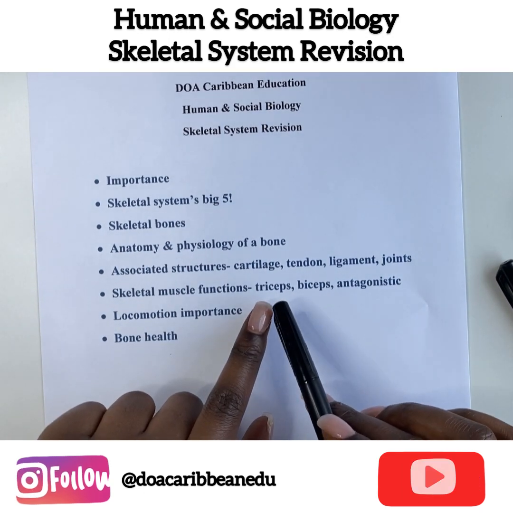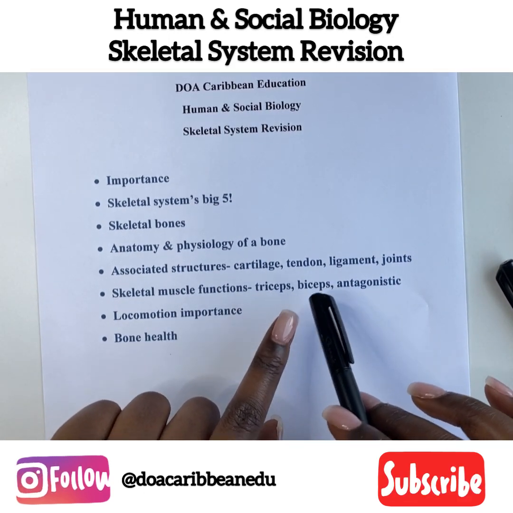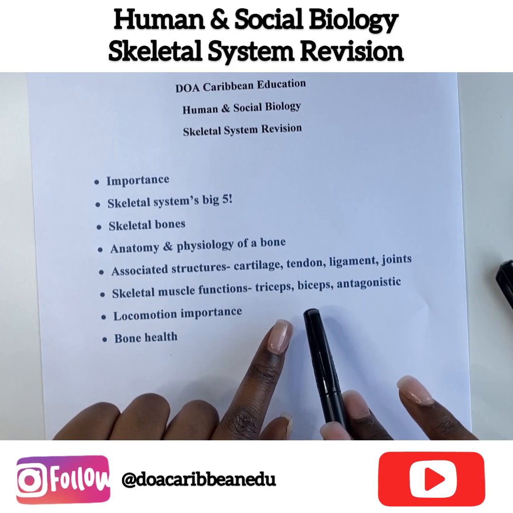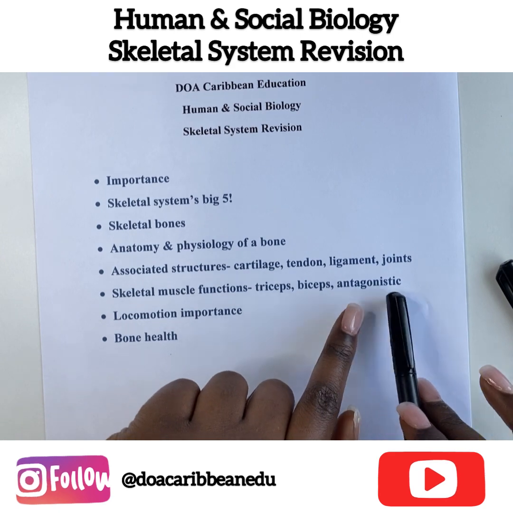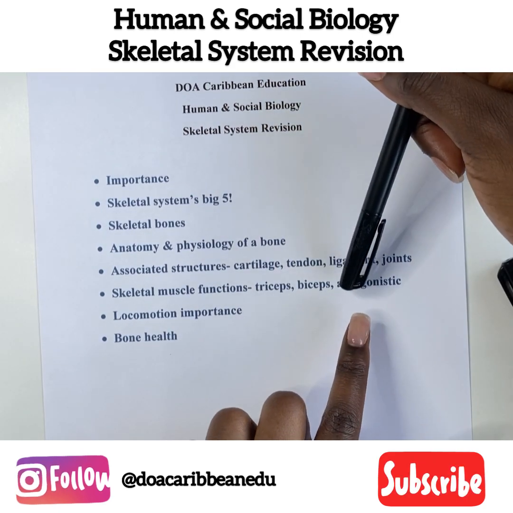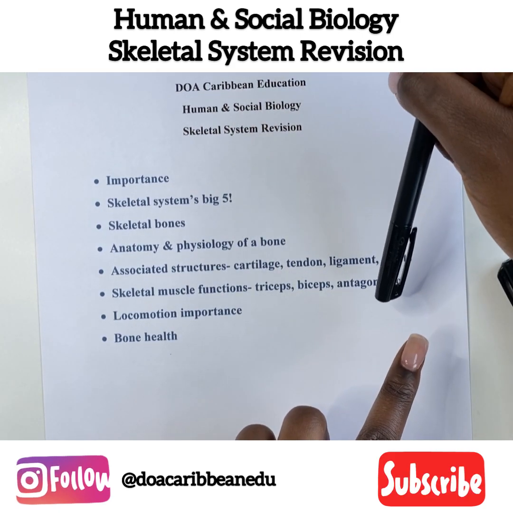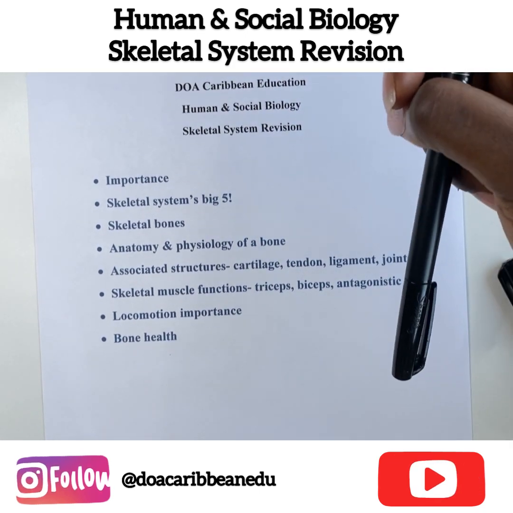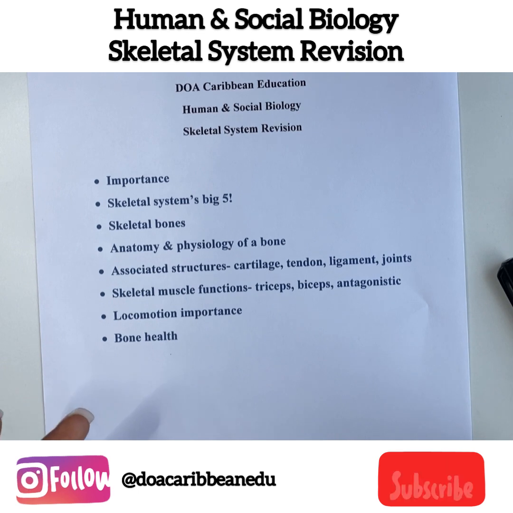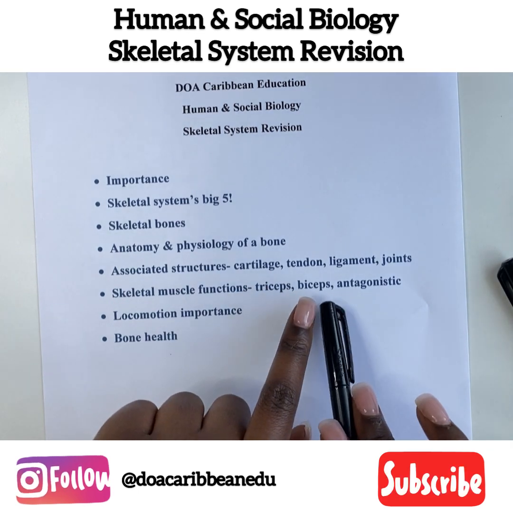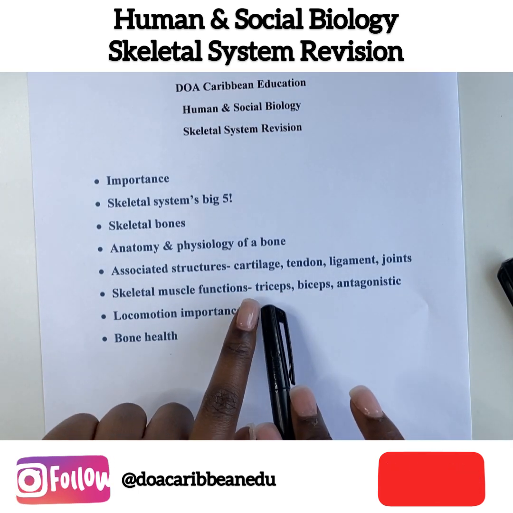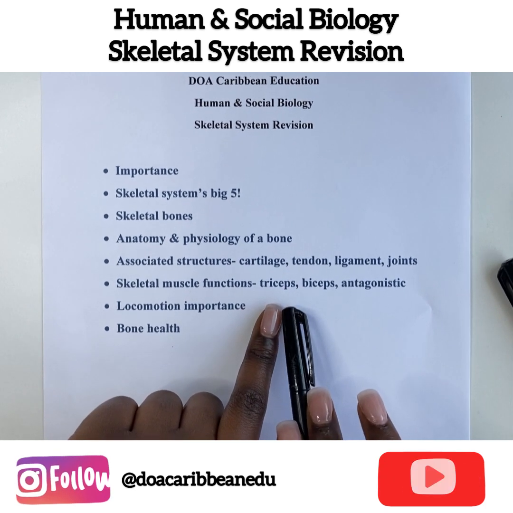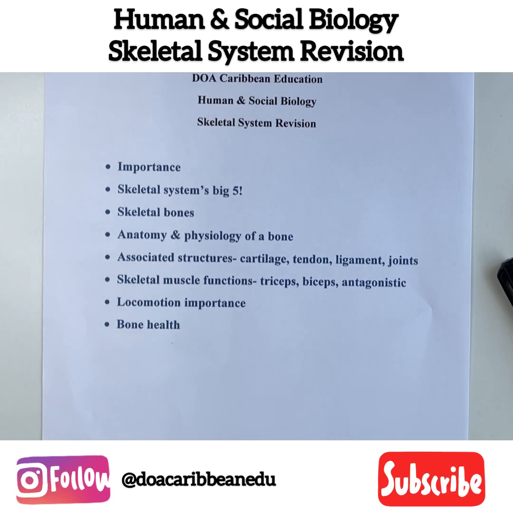The triceps and biceps work together in an opposing fashion. We call this opposing characteristic antagonistic. We say an antagonistic muscle is a muscle that opposes the action of another. How does this happen? When the bicep contracts, the triceps relax. And when the triceps contract, the biceps relax.